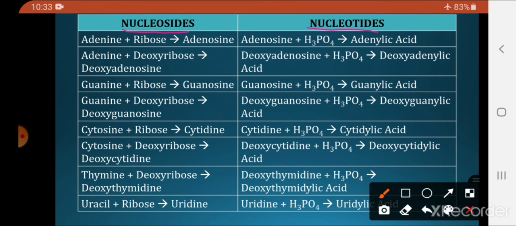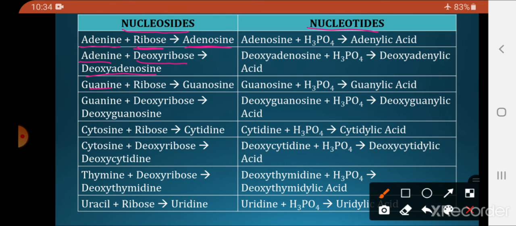How many nitrogenous bases are there? Total 5 nitrogenous bases. Out of 5, 4 will occur in DNA and 4 will occur in RNA. So which components are formed? We will see that. When adenine is bound with a ribose sugar, it is called adenosine. We are talking about nucleosides. What do nucleosides contain? Sugar and nitrogenous base. Same way, when adenine is bound to deoxyribose sugar, it is called deoxyadenosine.